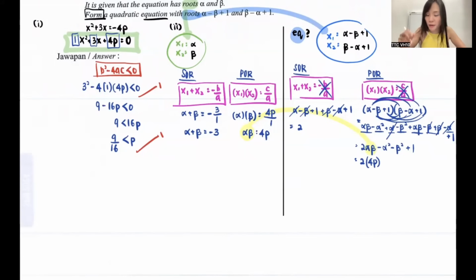Then the problem is the back one. How do I do this one? I don't have negative alpha square minus beta square. I only got alpha plus beta. I don't have those with square. So square, what can you do? Factorize. How can you factorize, my dear?